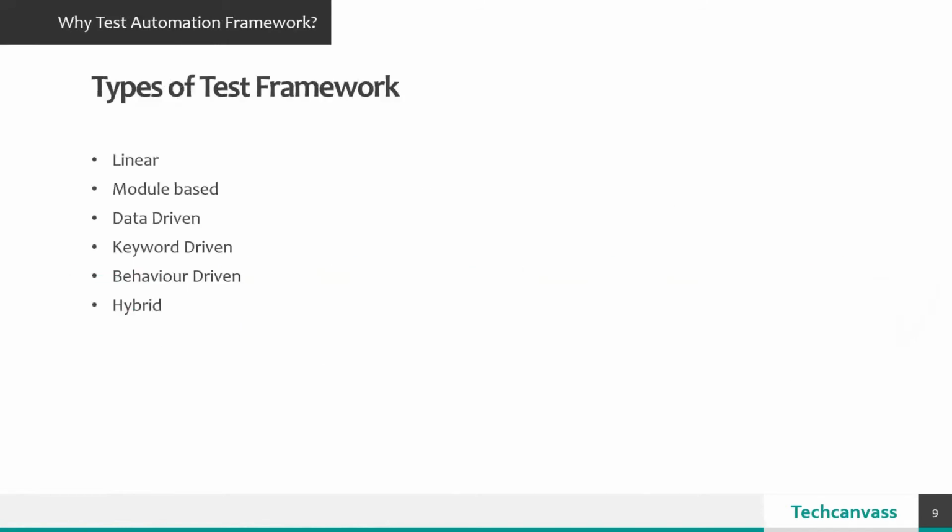There are different types of automation framework used in the enterprises. The different types are linear framework, module-based framework, data-driven, keyword-driven framework, behavior-driven framework, and hybrid. Each has its own advantages. We will talk about them in detail in our next video.